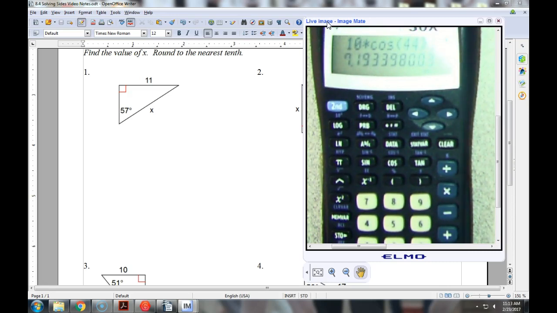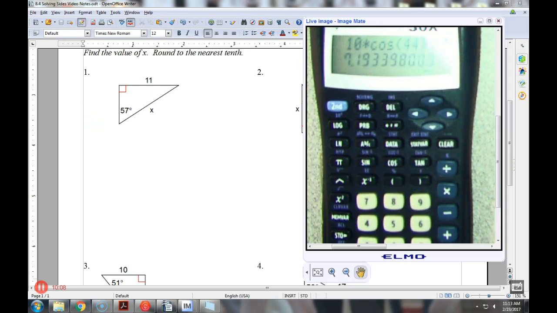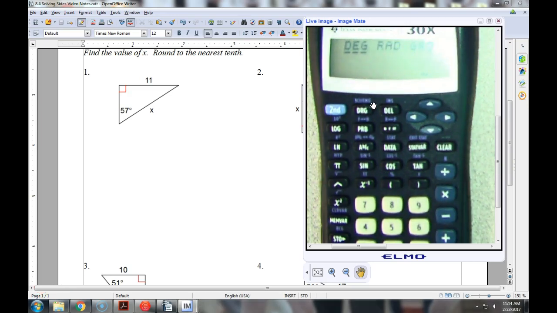The mode button is right here. It says DRG. That button will tell you what mode you're in. So I'm going to hit the DRG, and I have a choice there on the top, and it looks like my image isn't really keeping up here. There we go.